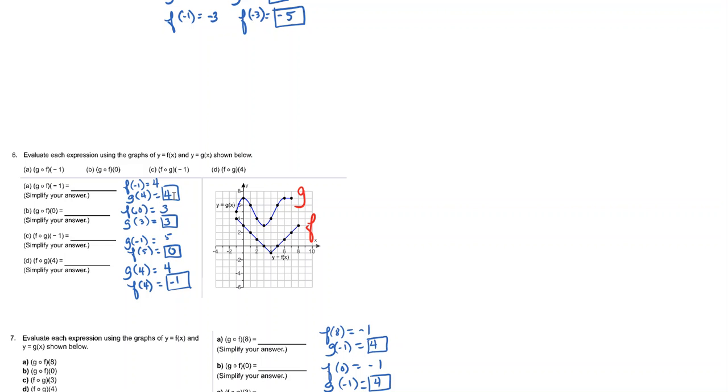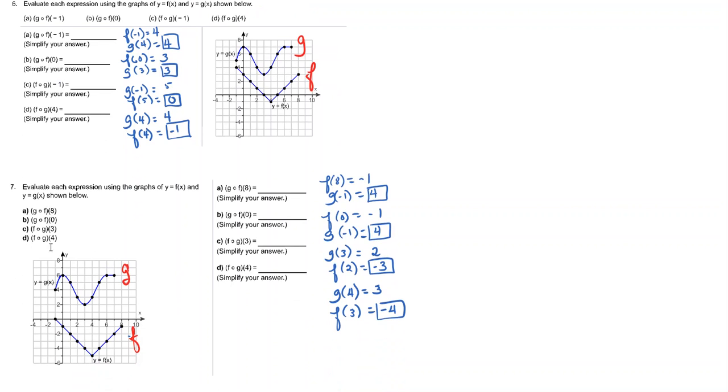So you would do that with all those. Let's do this one down here, f of g of 4. So if I go to 4, and I go up till I'm hitting the g, I'm on 4. So g of 4 is 4. And if I go back to 4 and go down to the f function, I am at -1. So it's just following a path. You should be able to do those.